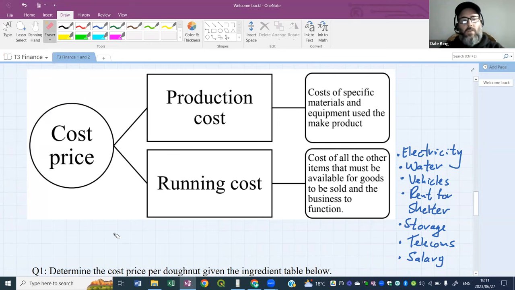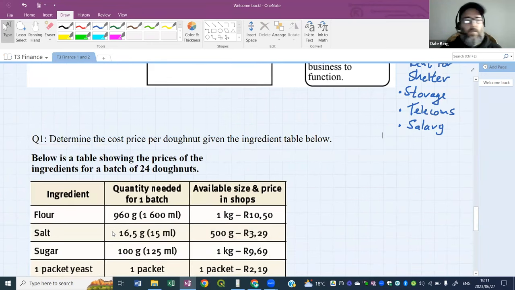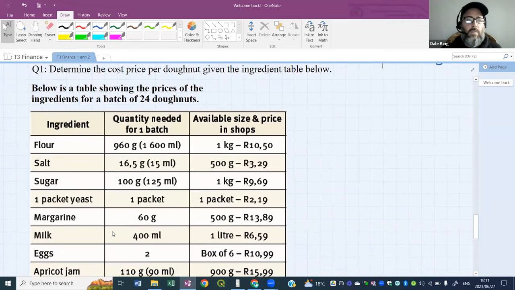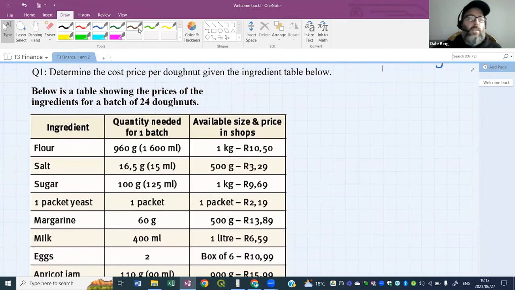Now, the first example I've got here does not include running costs. This is purely production, only production costs here. And you guys are going to help me out with this one. There's quite a bit of work to get done, but this is an example of how you can work out.